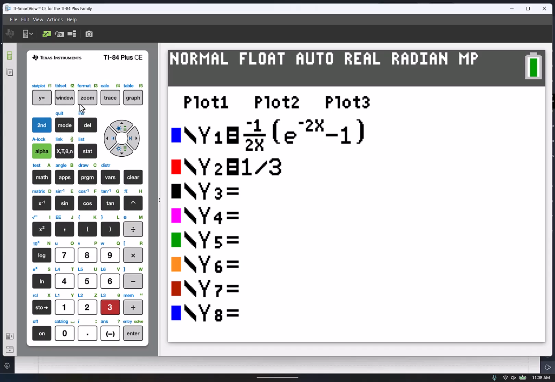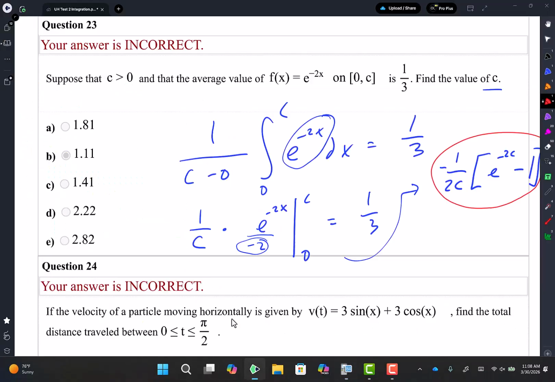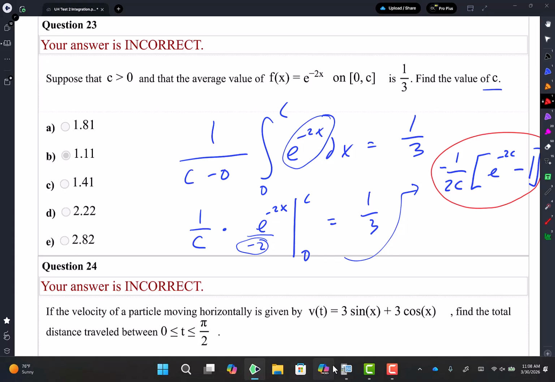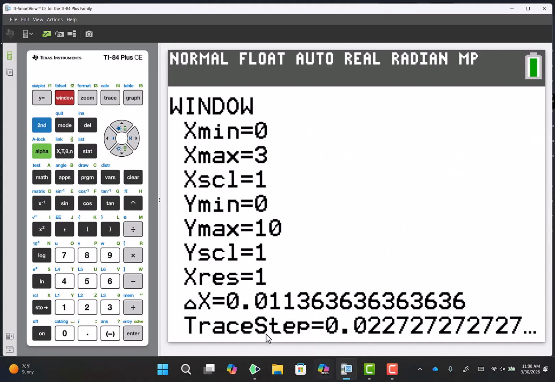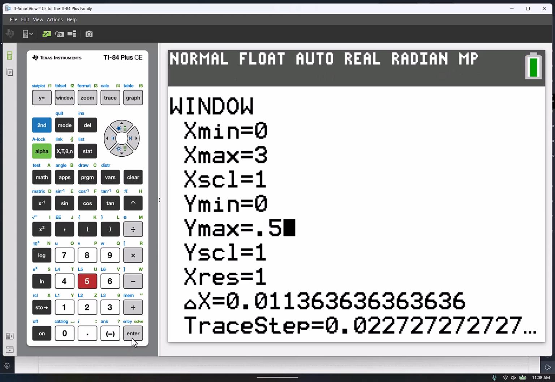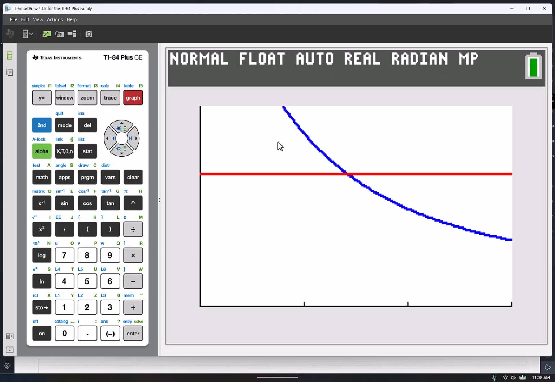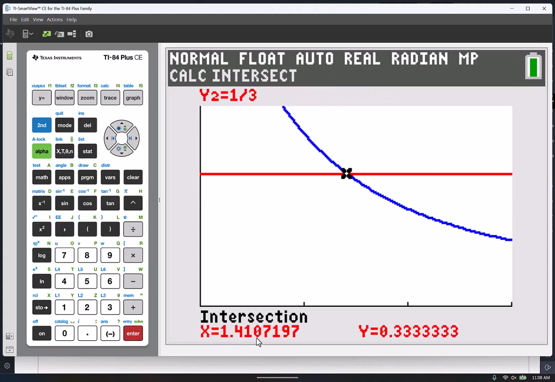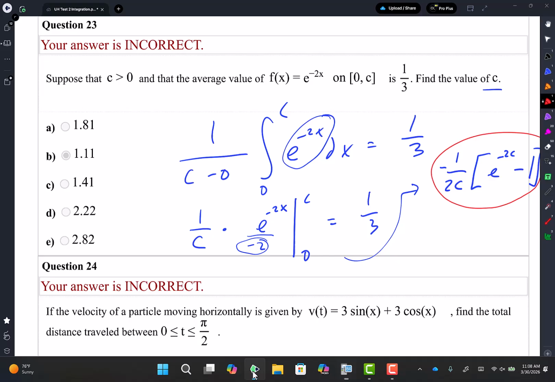Push window. Notice all the answers, guys, are small. Those are x values or c values. So I'm going to go from 0 to 3. There it is, 0 to 3. And then I just care about 1/3, so y max, I'm going to make it 0.5. And there it is. Push graph. And find that intersection. Second, calculate, number 5. Enter, enter, enter. 1.4107. Is there a 1.41?